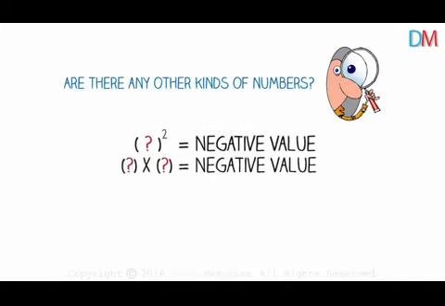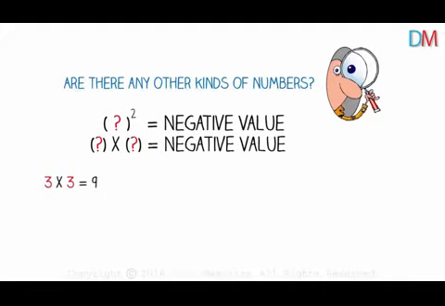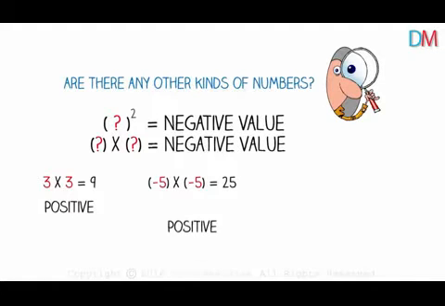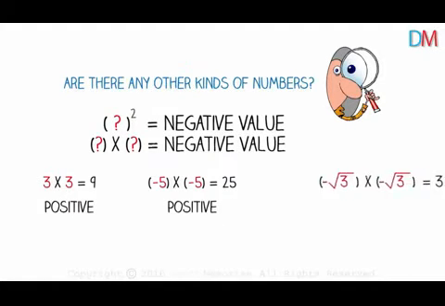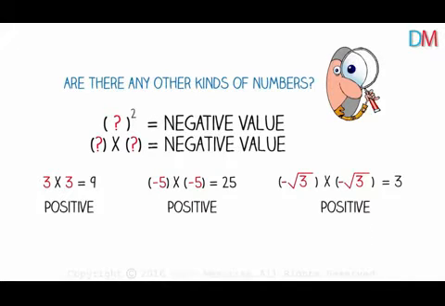You'd have probably tried a few options. 3 times 3 is 9, positive. Negative 5 times negative 5 is 25, again positive. Negative root 3 times negative root 3 is 3, positive again. No luck. We'll come back to this.